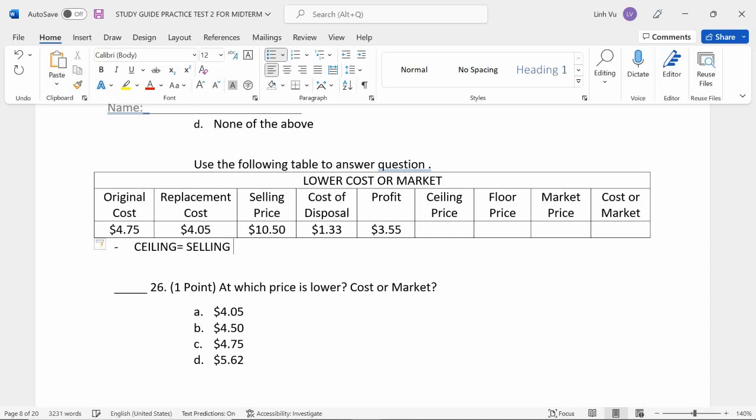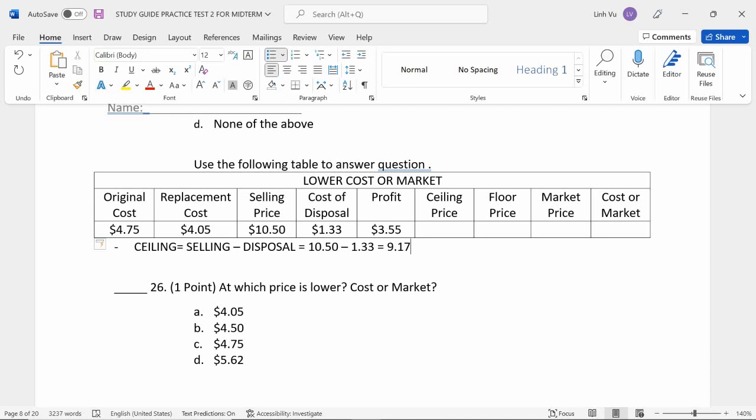Good. Selling price minus disposal. So right now that's $10.50 minus $1.33. So how much is that? $9.17. Okay, yeah, $9.17.